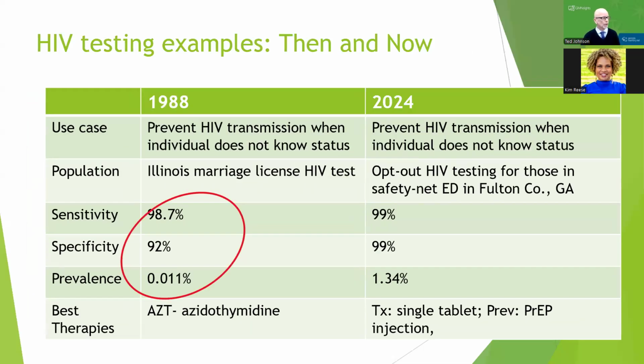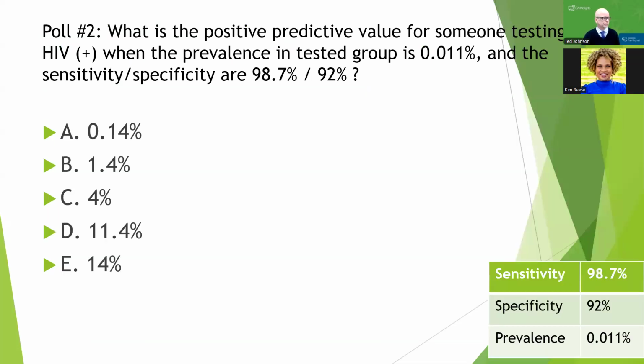All right, so here are your relevant figures: sensitivity, specificity, and prevalence. In that 2x2 table that I showed you earlier about sensitivity, specificity, and positive and negative predictive value, with any 3 items, you can generate the rest of the table. So that's what we're going to do. Before we get there, give us your best guess as to what the positive predictive value is in this 1988 use case when the prevalence is 0.11% and the sensitivity and specificity are 98.7 and 92%.